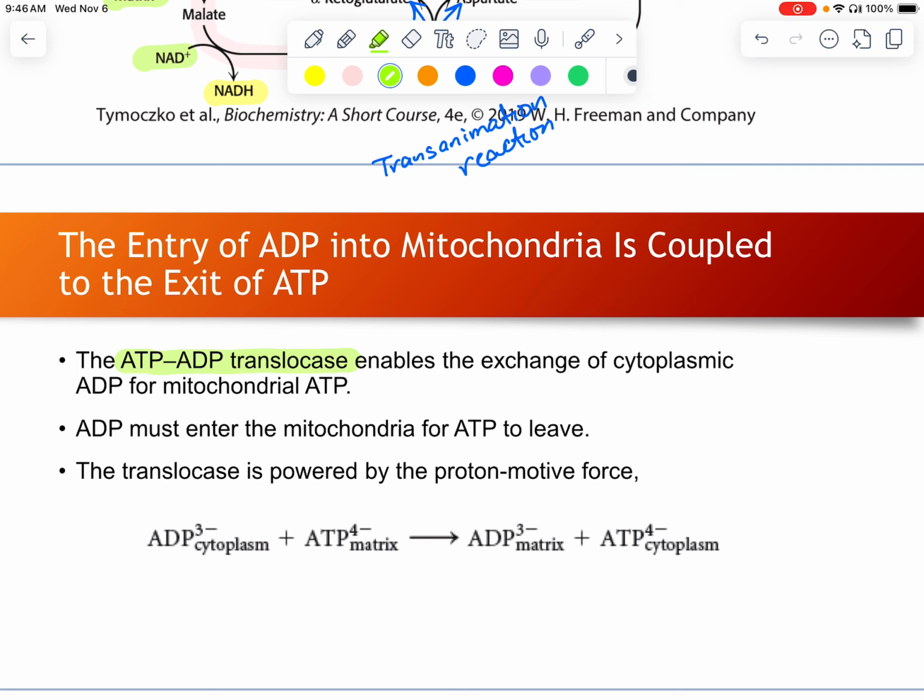So look what we've got. We have ADP in the cytoplasm, ATP in the matrix. So we've made ATP in the matrix, and we've used some of it up, so we've generated ADP in the cytoplasm. We need to reverse those, and that's what this ATP-ADP translocase does. It takes that ADP into the matrix and the ATP out of the matrix. Okay, this is powered by that proton motive force.